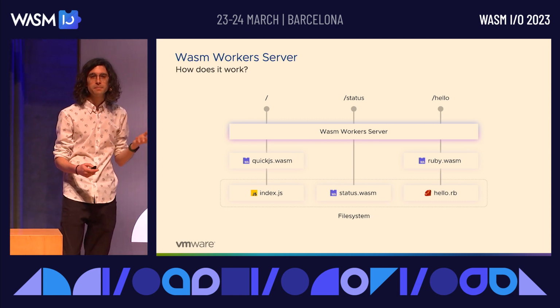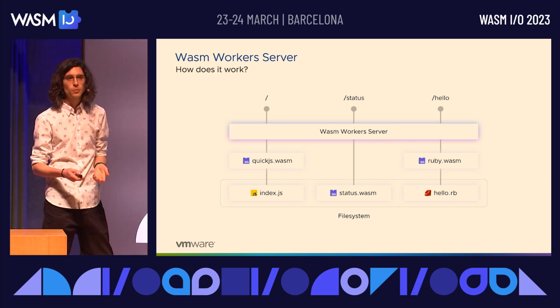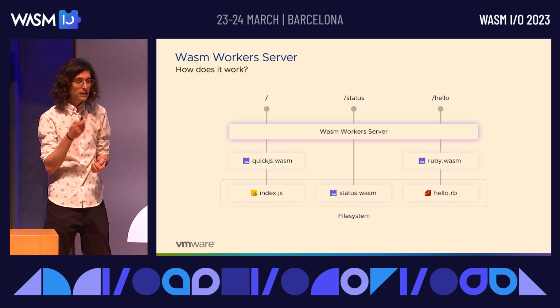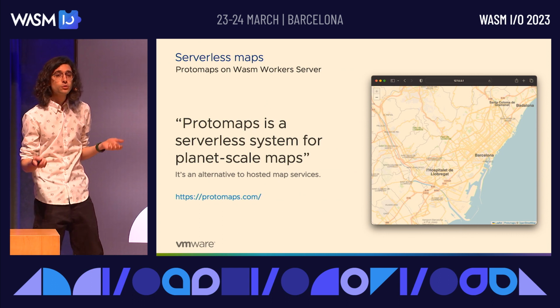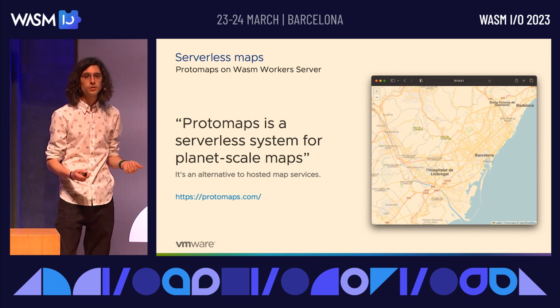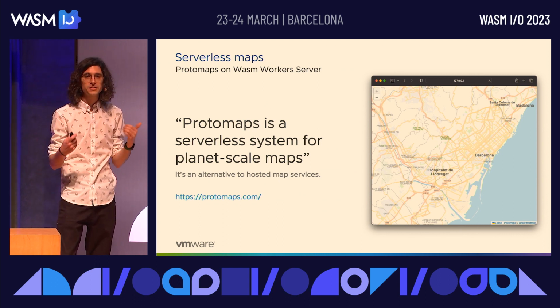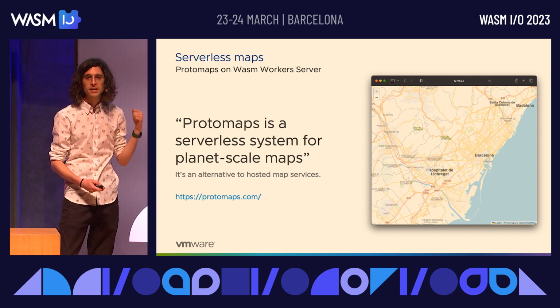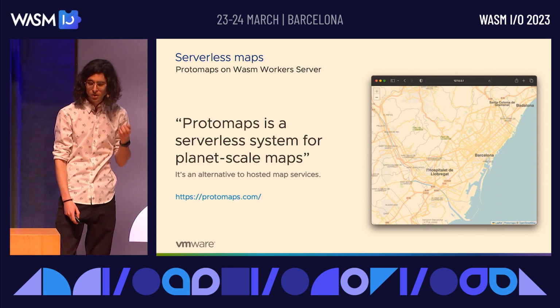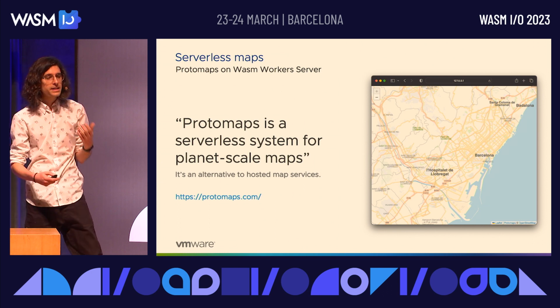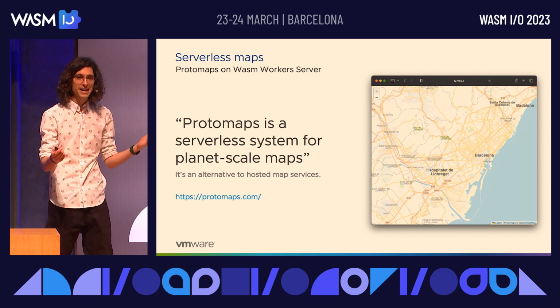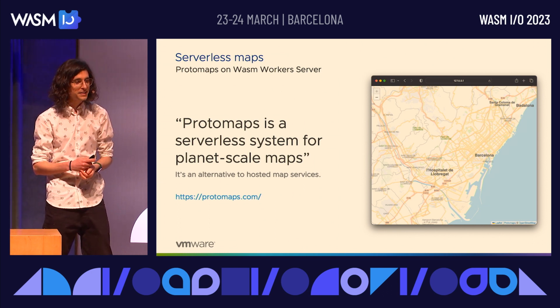And now the interesting part is what you can build with this project. Today, I want to show you how you can create your own Maps service API with Wasm Workers Server and ProtoMaps. ProtoMaps is a serverless system for planet-scale apps. This is the headline they have on their site.